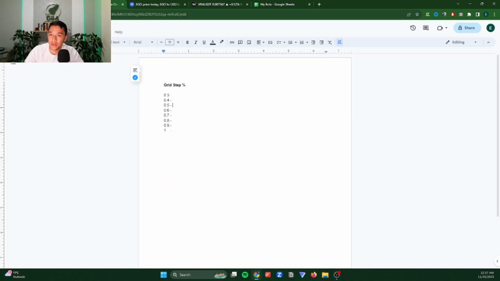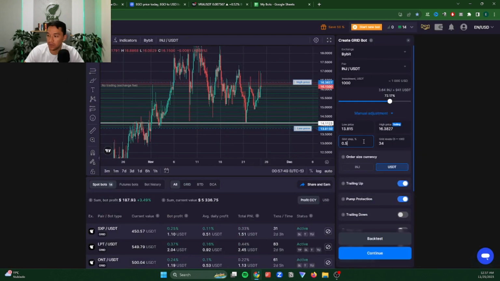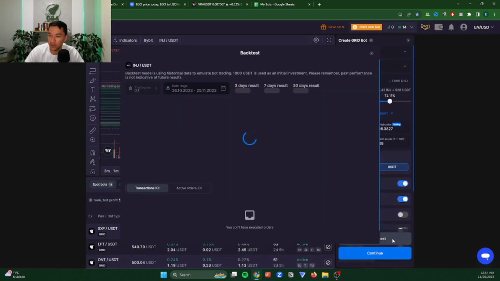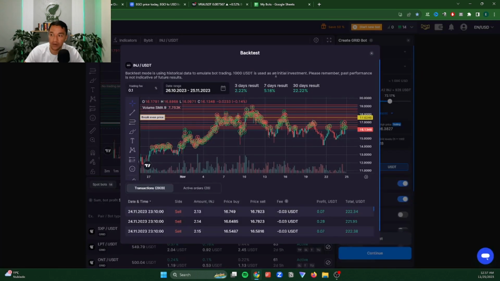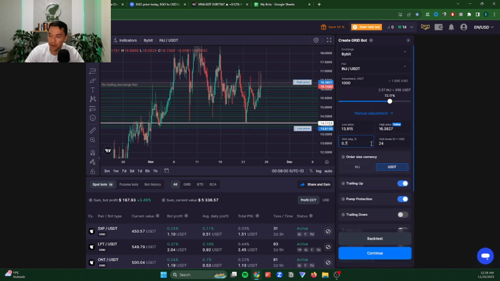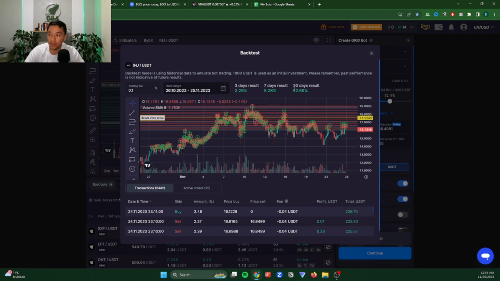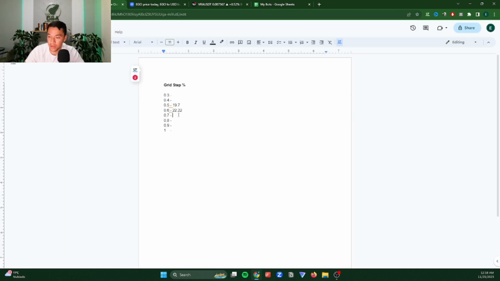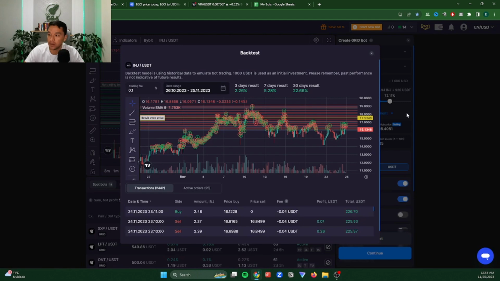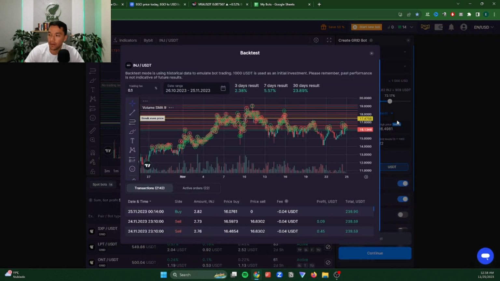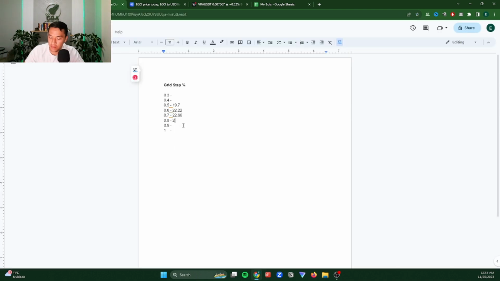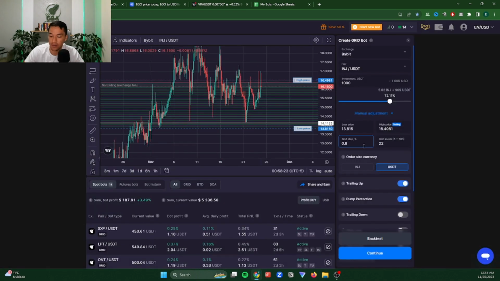19.7% in the last 30 days. That's solid. Let's go ahead and take a look at this 0.6%. See what we got there. 22.22. You see how it's increasing and how it's getting better and better, but we still need to do this. It's very important to find out the best settings. 22.66. That's a little bit higher. Let's go ahead and do the 0.8. Let's see what we get. 23.89, and now 0.9.